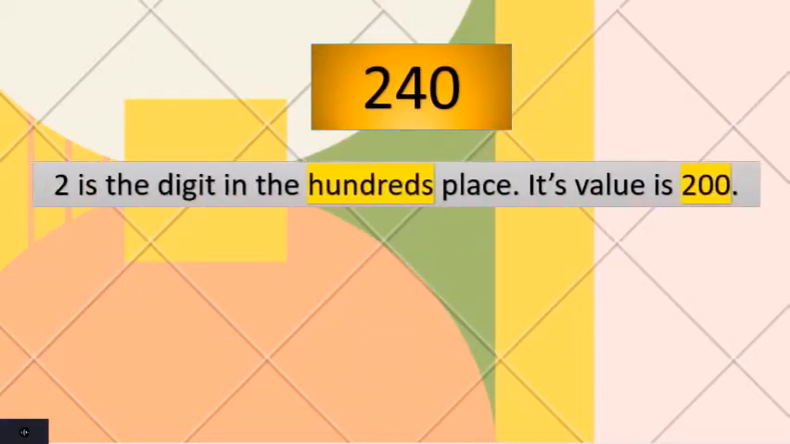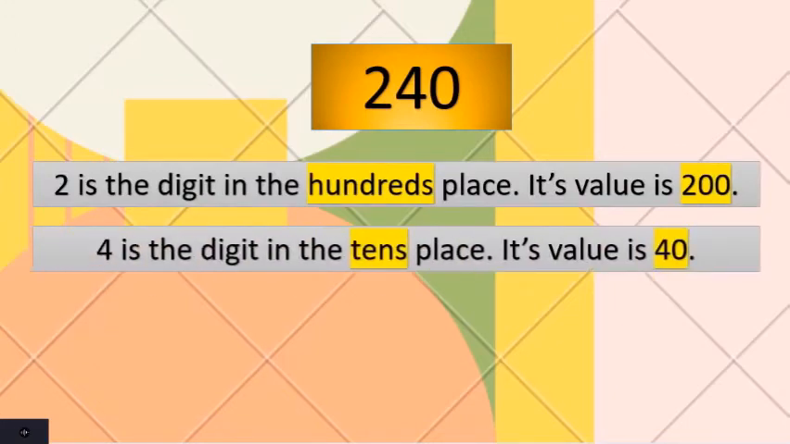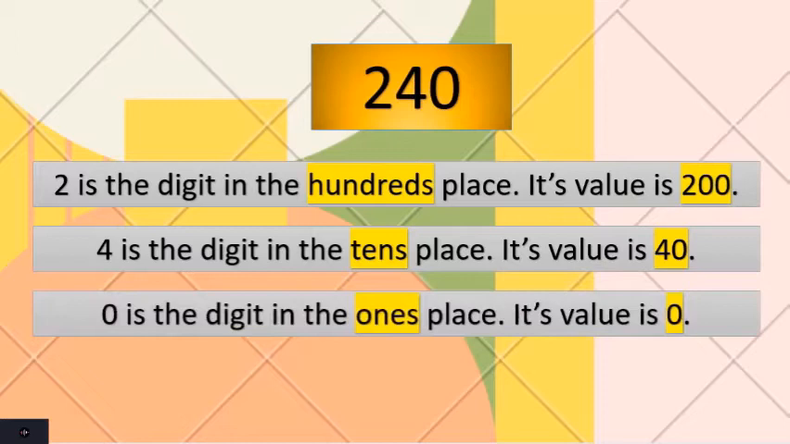Next example, 240. 2 is the digit in the hundreds place. Its value is 200. 4 is the digit in the tens place. Its value is 40. 0 is the digit in the ones place. Its value is 0.